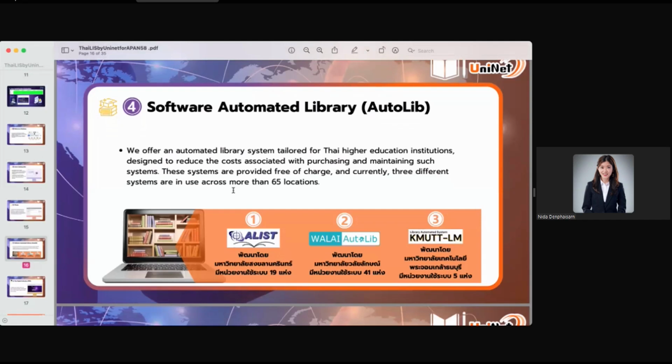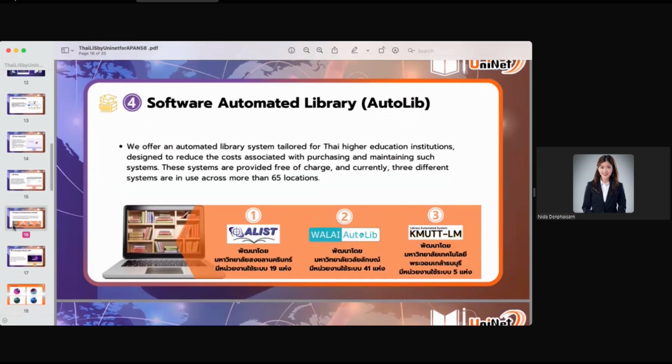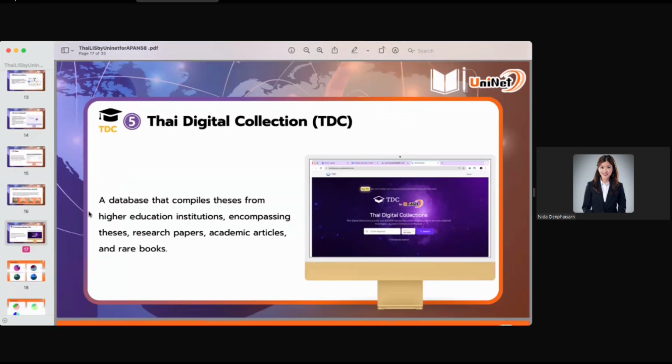Next one is AutoLib. It's an automated library system, and we tailor it for Thai higher education universities for 65 different locations. Last one is Thai Digital Collection, or nickname TDC. It's the database that compiles higher education theses, research papers, academic articles, and rare books.